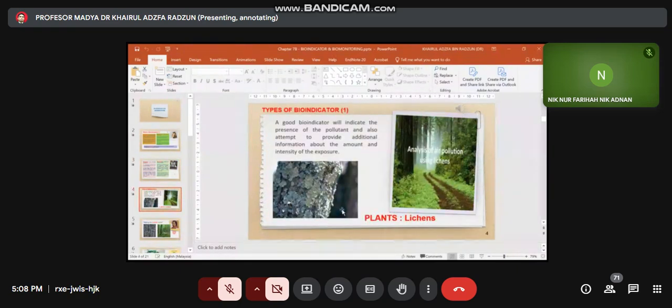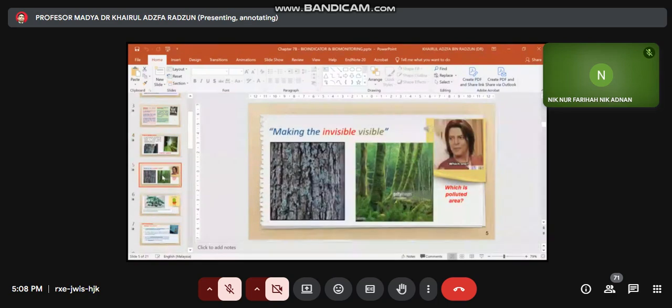As for the types of bioindicators, we have a type that we call lichens. Lichens could allow us to analyze air pollution. This lichen is actually a good bioindicator that will indicate the presence of pollutants and also attempt to provide additional information about the intensity of exposure. So when we see lichens growing heavily in a particular area, you know that air pollution may be present there. So, making the invisible visible. Which is a polluted area?